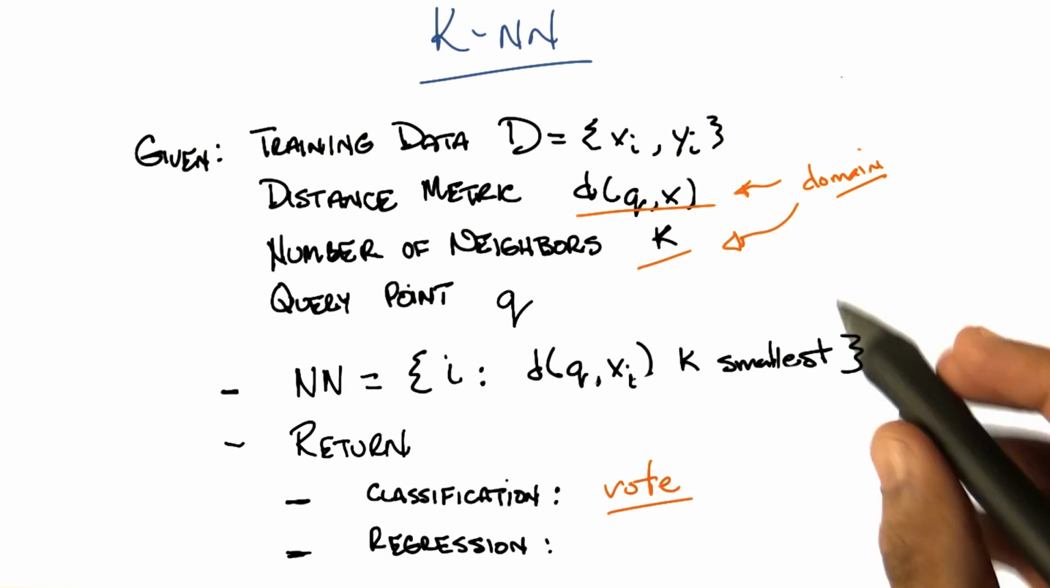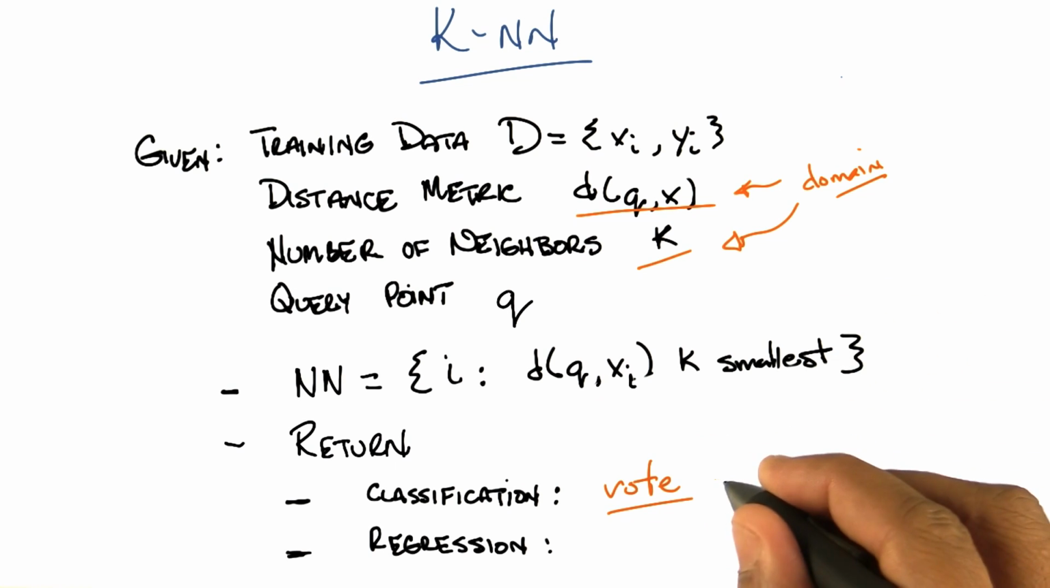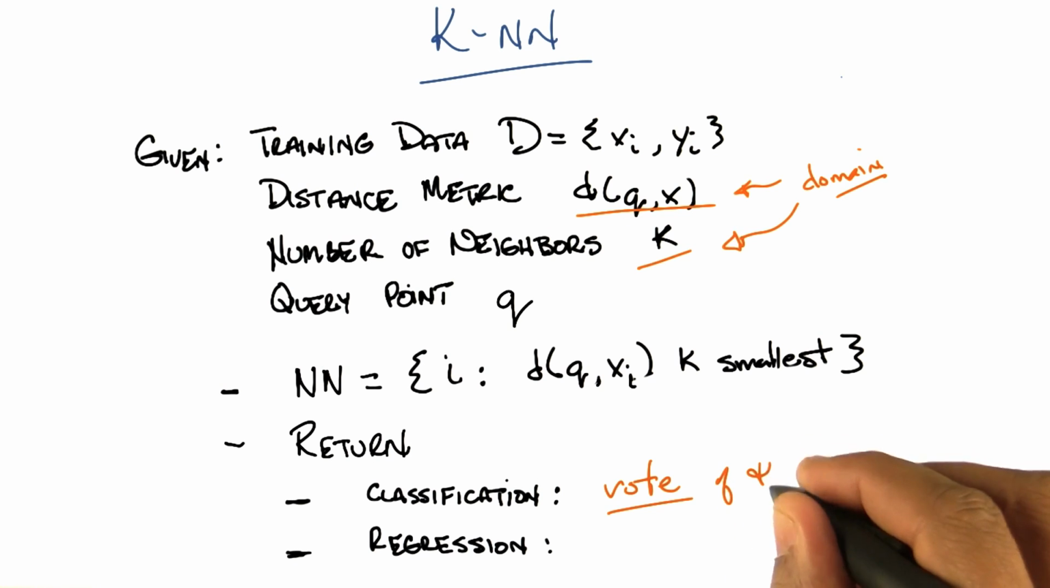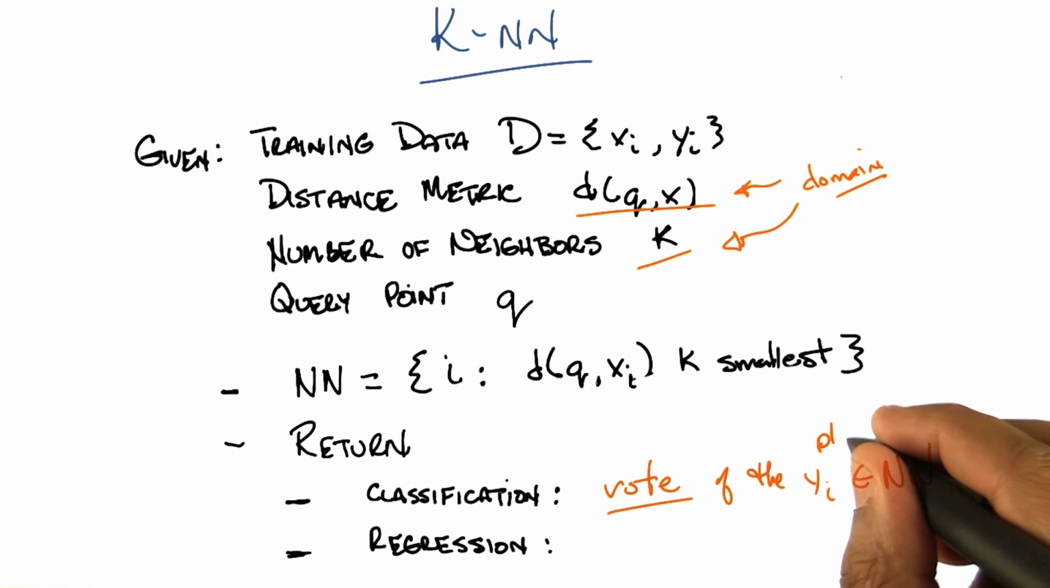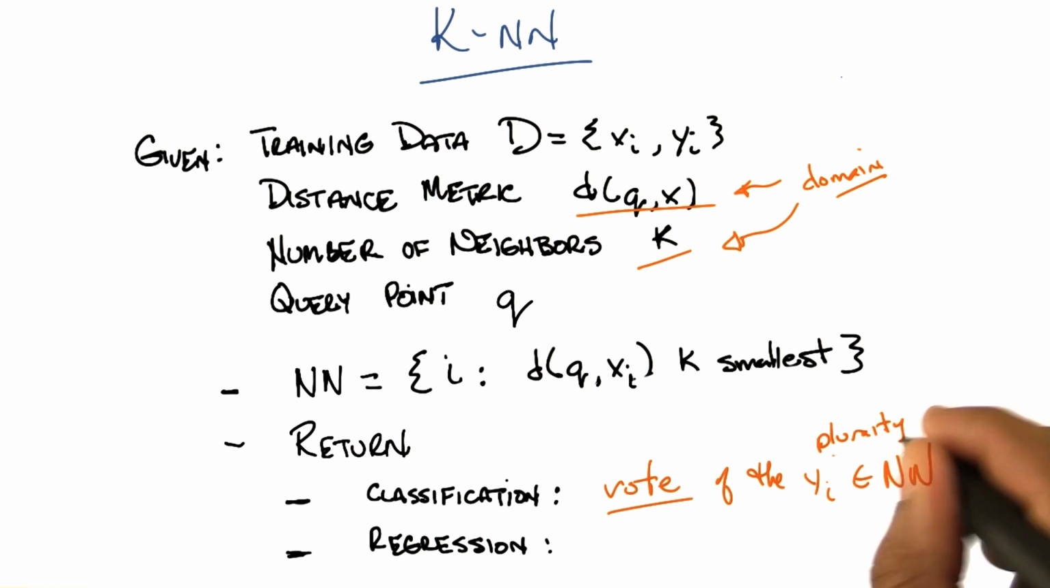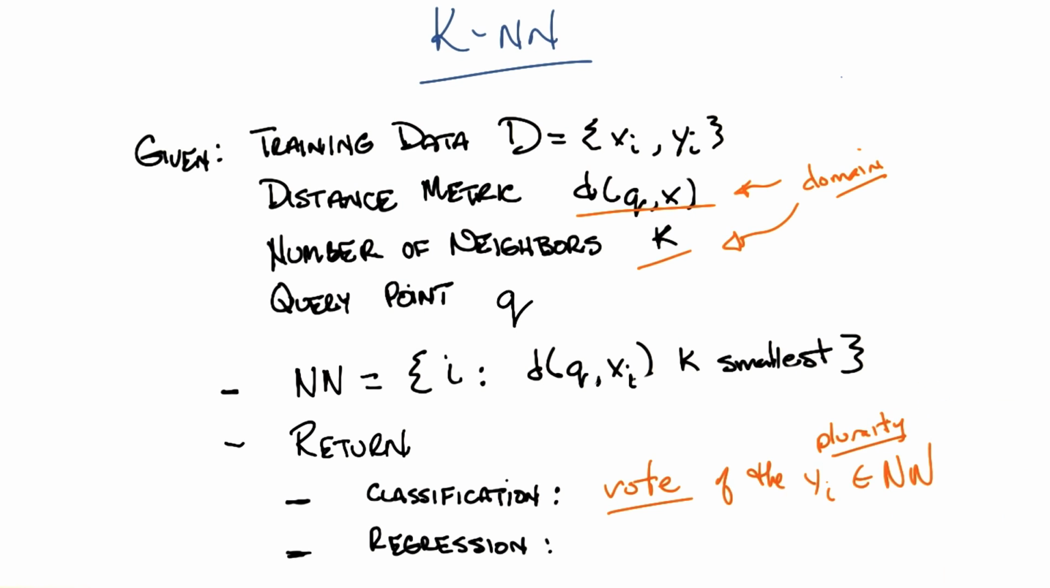Yeah, right. So you want to find a vote of, basically a vote of the Yi's that are part of the neighborhood set. And you take the plurality. Plurality, I see. So it's whichever one occurs the most. Right. It's the mode. The mode, right. A la mode. What if there are ties?